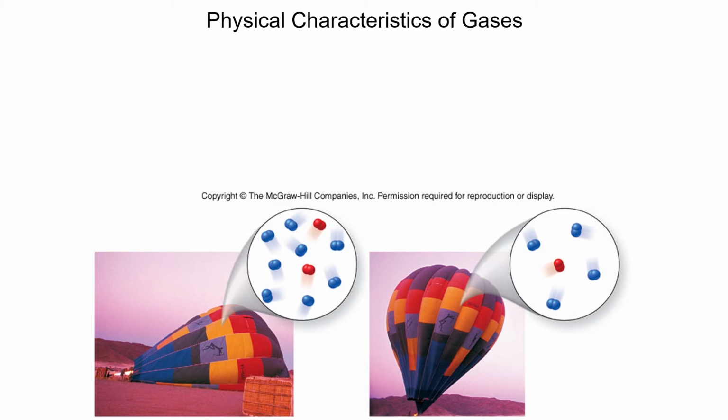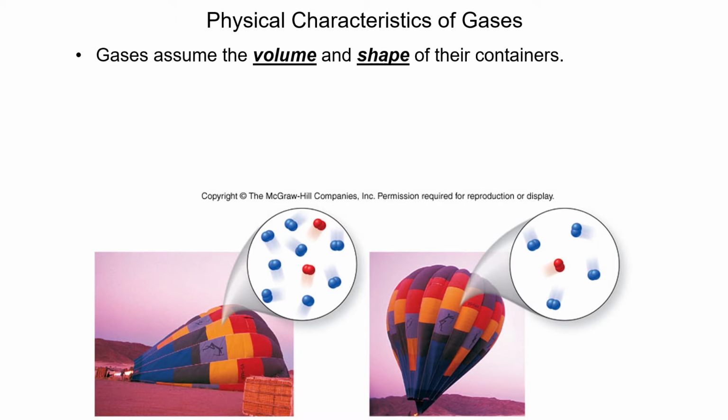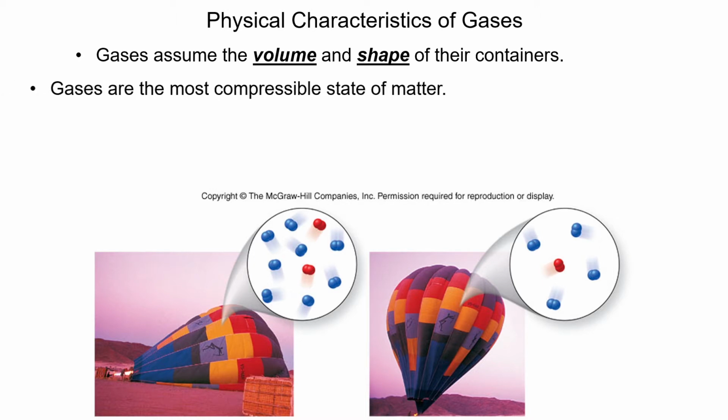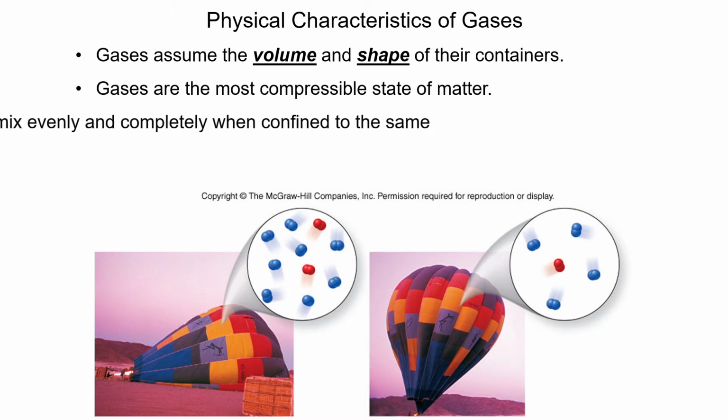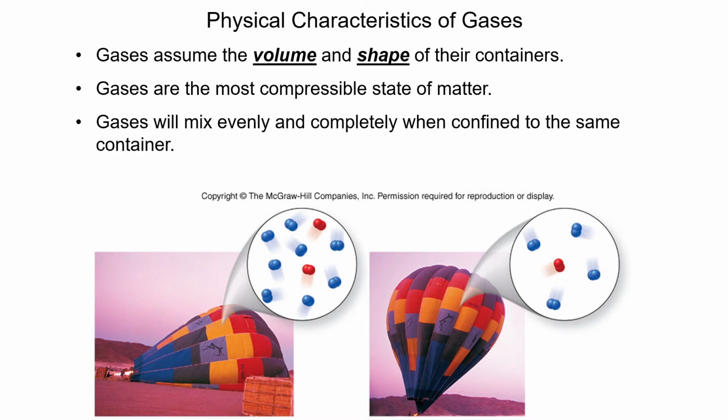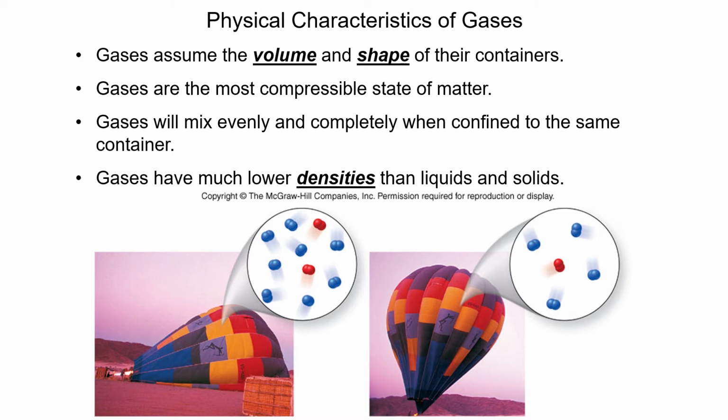Most of these you can gather from your own personal experiences, right? Gases assume the volume and the shape of their containers. They're the most compressible state of matter. They will mix evenly and completely when confined to the same container. In other words, a mixture of gases will have pretty much no limitations as to how many gases, how much of it, you can put in a container. And they typically have much lower densities than liquids and definitely of solids.